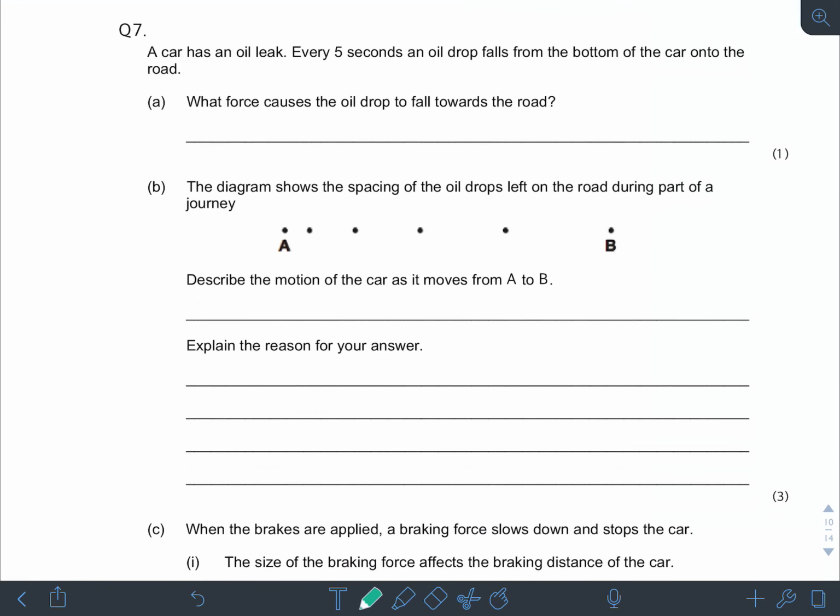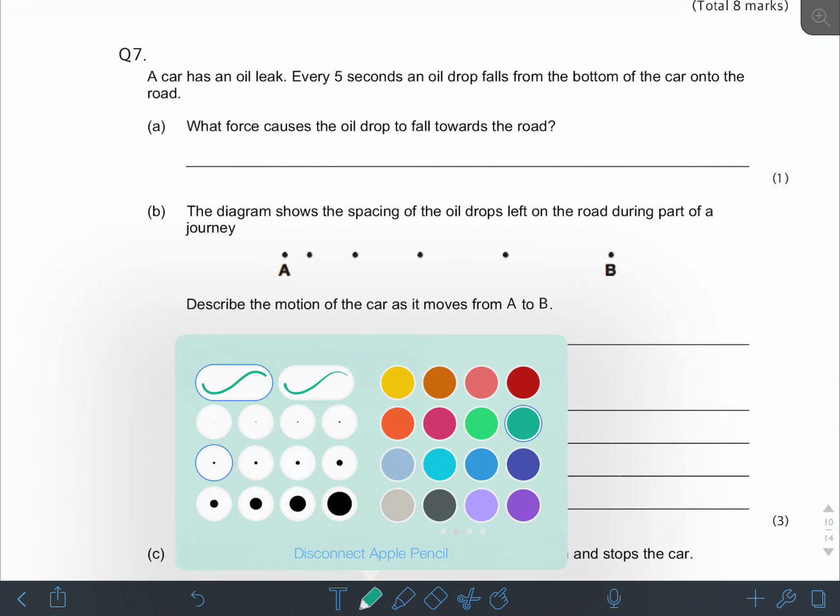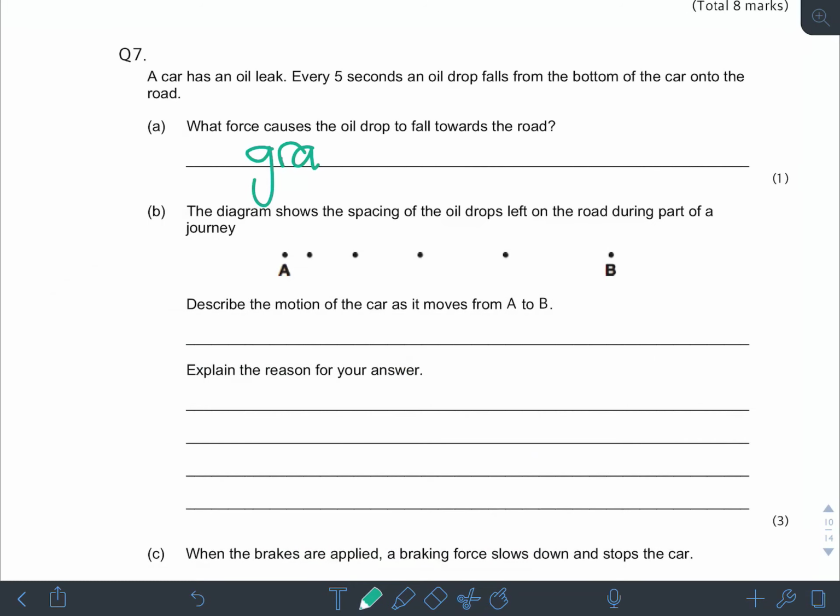All right, car has an oil leak. Every 5 seconds, an oil drop falls from the bottom of the car onto the road. What force causes the oil drop to fall towards the road? Okay, this is gravity. Now, what it's not is gravitational potential.